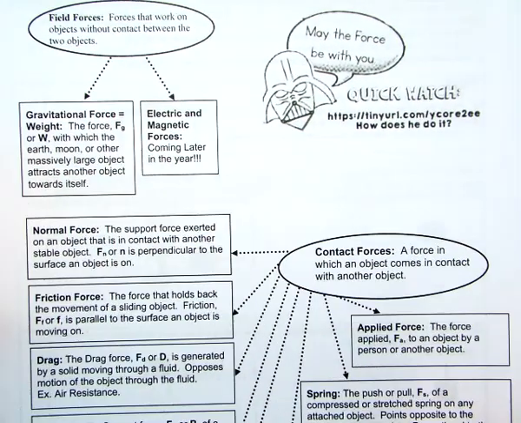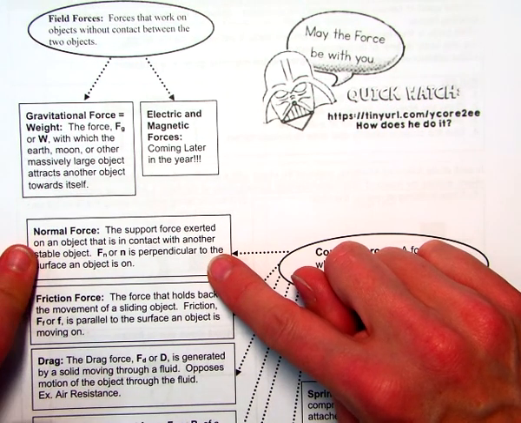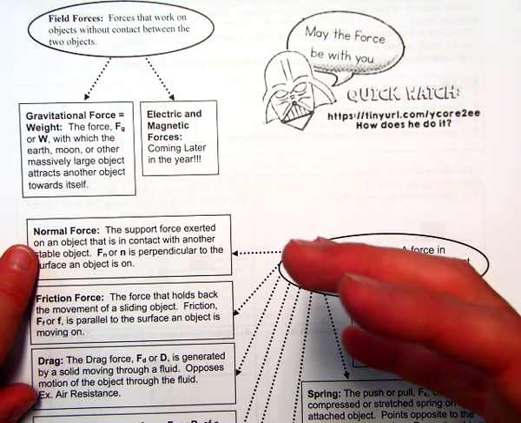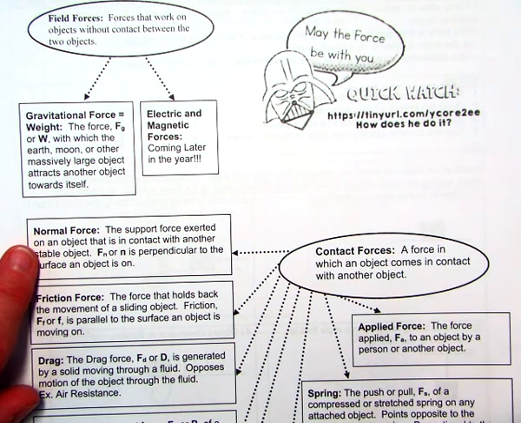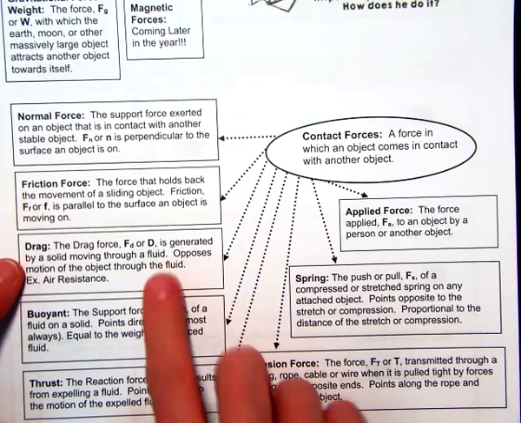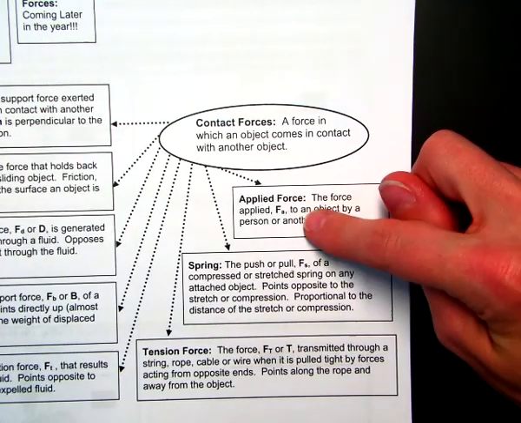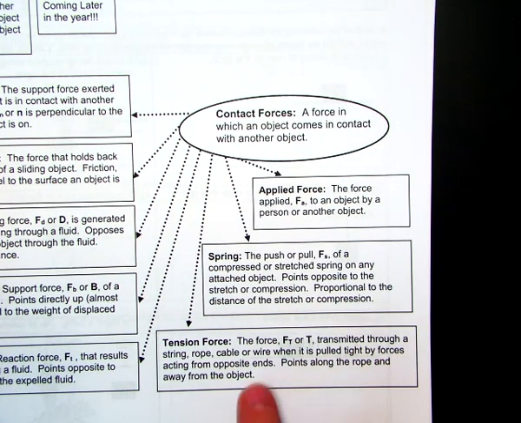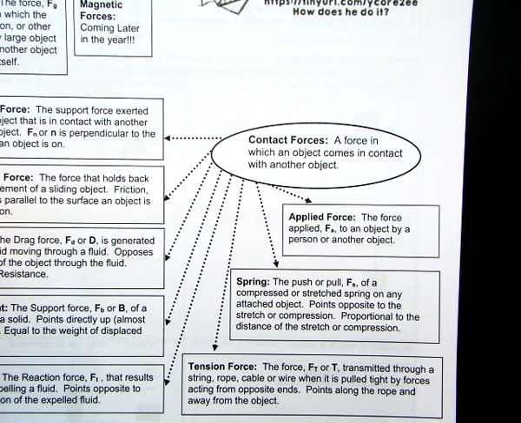Our most popular are the normal forces. How do we have a normal force? What has to happen in this situation? There has to be ground or a surface, a desk, a chair. It has to have an object sitting on something. Friction is opposite the motion. Drag is your air resistance. Applied force is pushing. Spring force will be a spring, and tension is your rope or your string or anything like that.